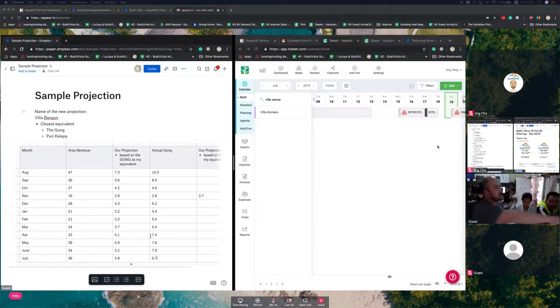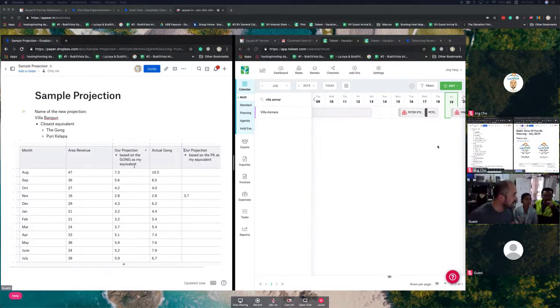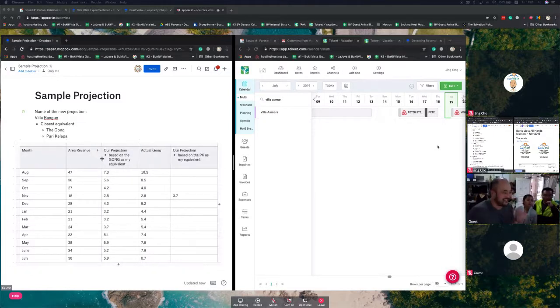So now I see the Gong is actually doing much better than the average of the area, right? The Gong is actually overperforming the area every single month. I'd be interested to see what Putikalapa is. All right, so okay, next stage. Okay, let's do the math for Putikalapa.